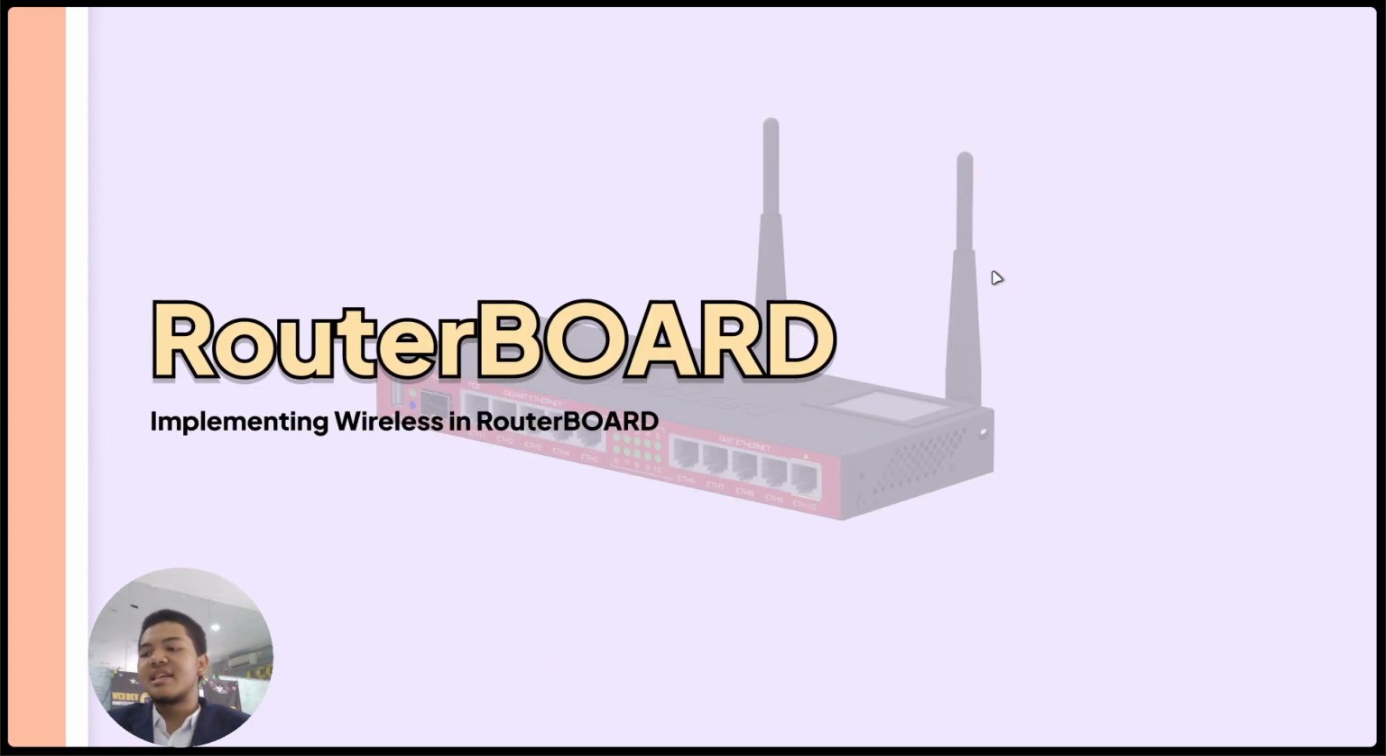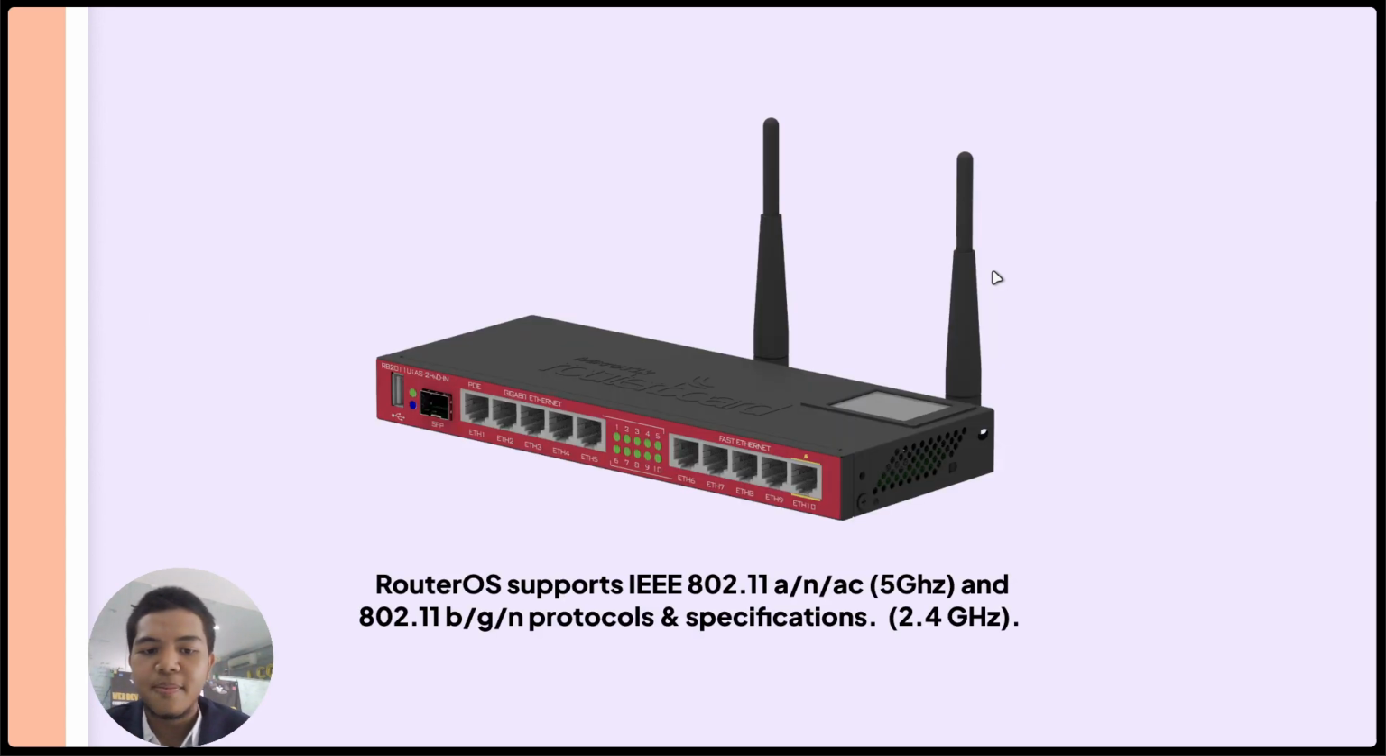And now we go next to the RouterBoard. This is about implementing wireless in the RouterBoard, Mikrotik. I will show a tutorial on how to use wireless in Mikrotik. First I will show you the wireless standards in Mikrotik. The router has to support wireless standards too. It has IEEE 802.11 a/n and ac, and it can be used for 5 gigahertz and 2.4 gigahertz.